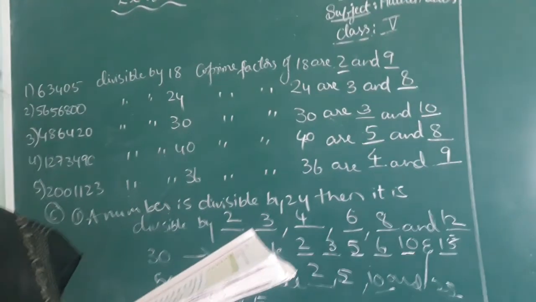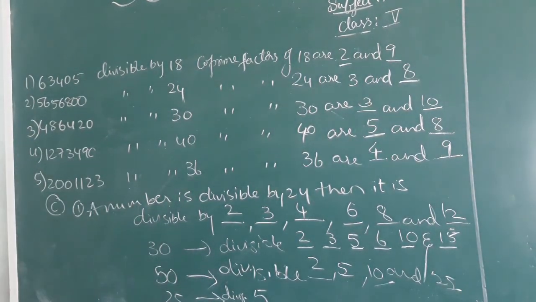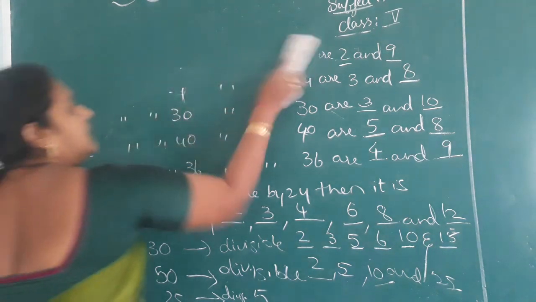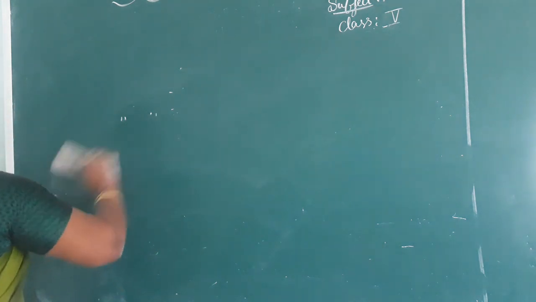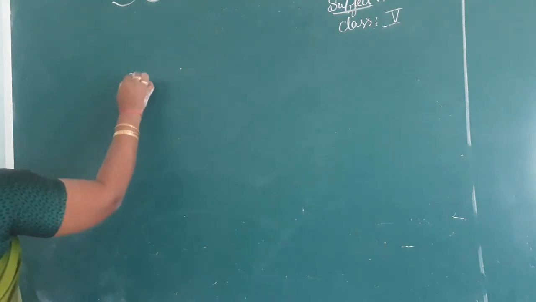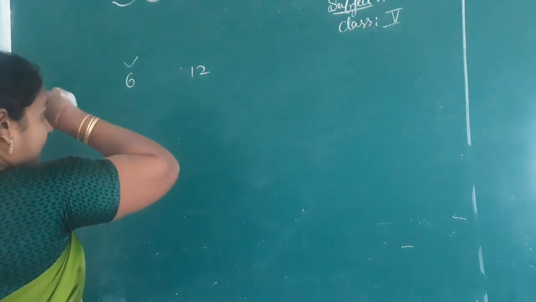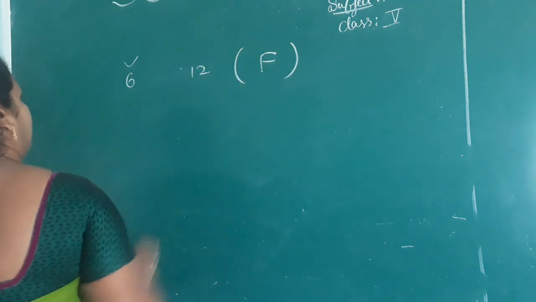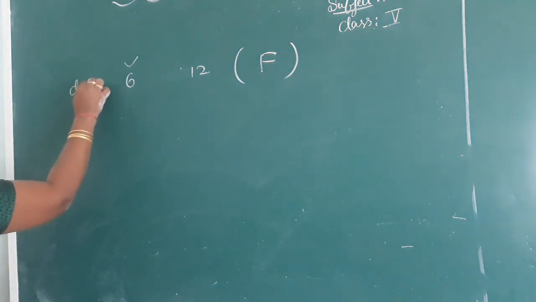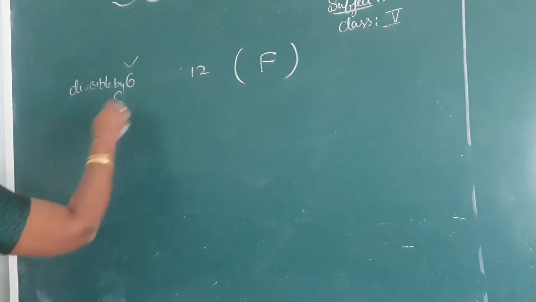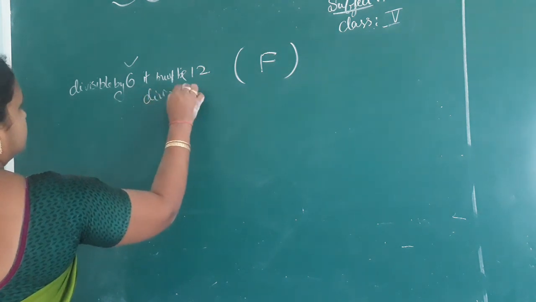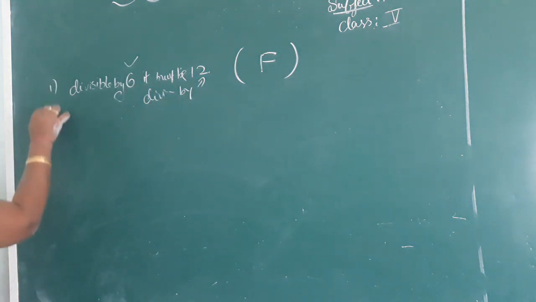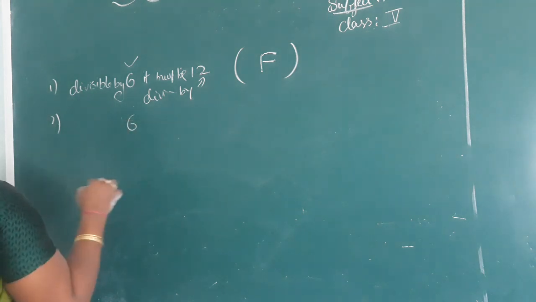First one, if a number is divisible by 6, it must be divisible by 12. That means a number divisible by 6 will be divisible by 12? We cannot say that. So it is a false statement. Second one, if a number is divisible by 6, it must be divisible by 3.